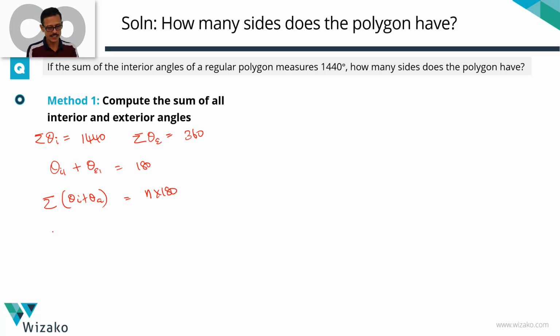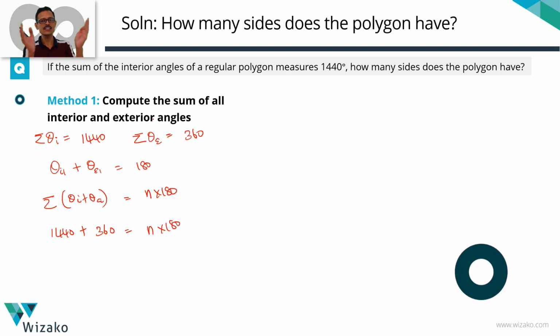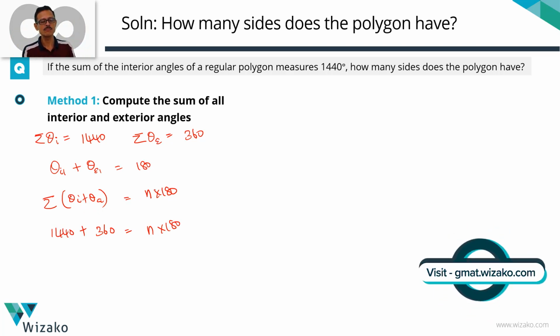Sum of all interior is 1440. Sum of all exterior is 360. Sum of all interior plus corresponding exterior is equal to n times 180. Here we've added all the interior, we've added all the exterior, we've added those two separately. Here we have added each interior and exterior and then multiplied it with the number of vertices. Both of these should be equal. 1440 plus 360 is 1800. Get the 180 down to the denominator. 1800 divided by 180 will give us the number of sides, which is equal to 10.